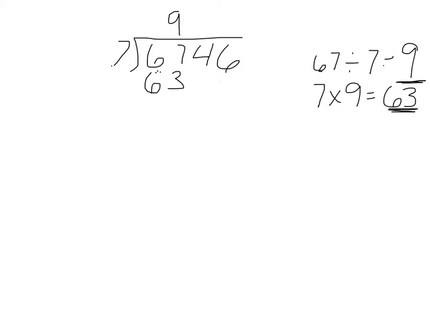underneath 67. Now, my next step is serve. And serve stands for subtract. So I would do 67 minus 63. And so I would treat this like a normal subtraction problem, and I would subtract 7 minus 3 is 4. 6 minus 6 is 0.